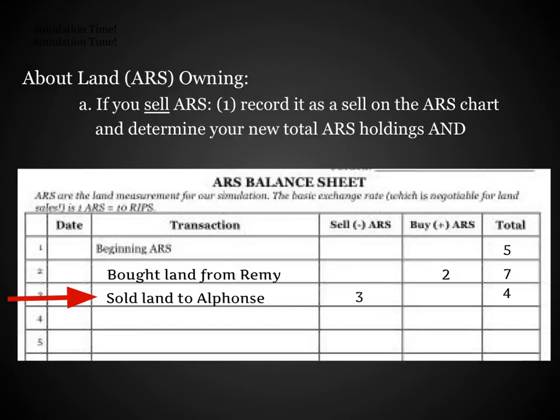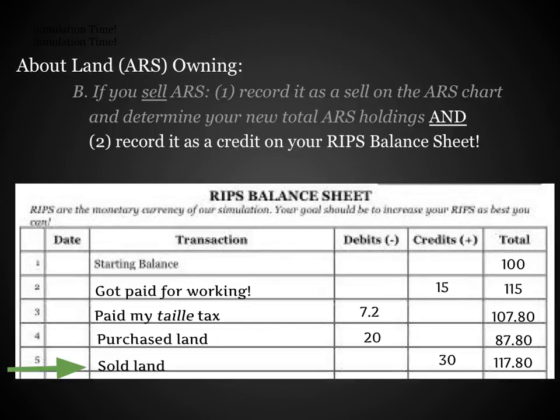If you sell Rs, of course, the situation is reversed. You're going to record it as a sell on the Rs chart and determine your new total of Rs holdings. So here you sold lands to Alphonse. You sold 3 Rs of land, so now instead of having 7 Rs, you've only got 4. However, since Alphonse purchased your Rs, that means he's got to pay you 30 RIPS. So you're going to record that as a transaction, sold land, 30 RIPS under credits, and then you add the 30 to your previous total.